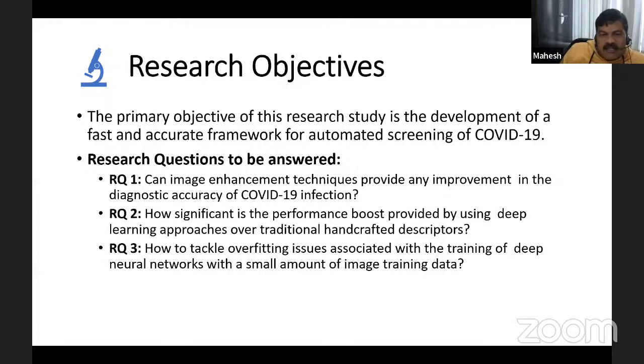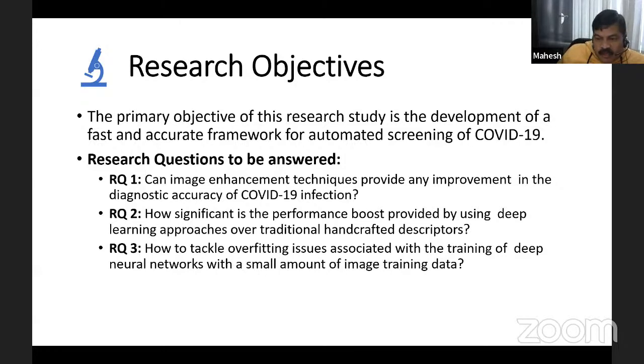Okay. Then second is, how significant is the performance boost provided by deep learning approaches over traditional handcrafted descriptors? Here, traditional handcrafted descriptor means features are extracted using some feature extraction block. And we can compare that with deep learning, or even machine learning techniques we can compare with deep learning, and we can say there is an improvement in the performance based on the experiments. So there is a scope to improve.